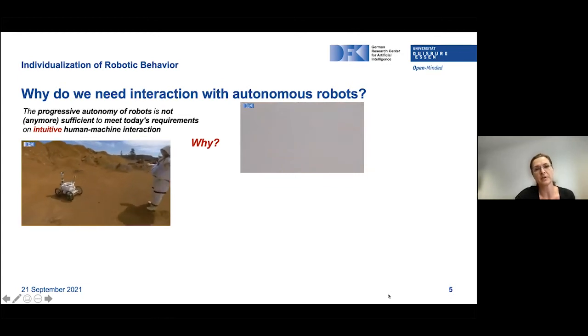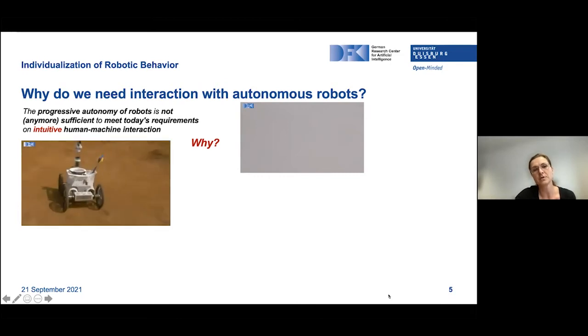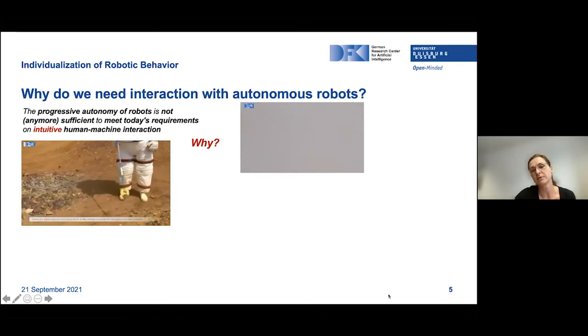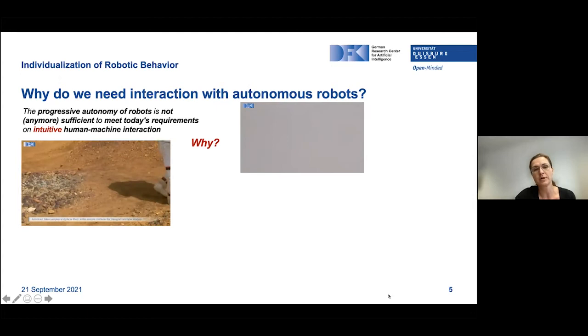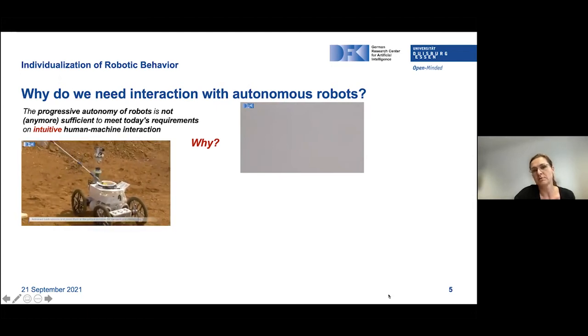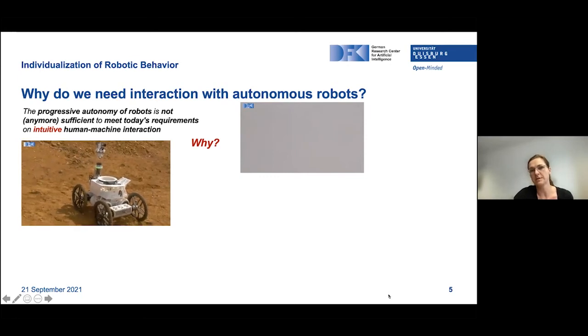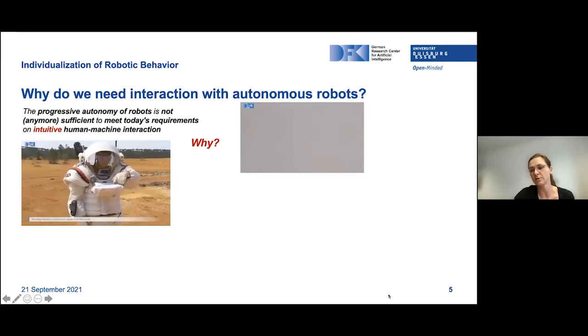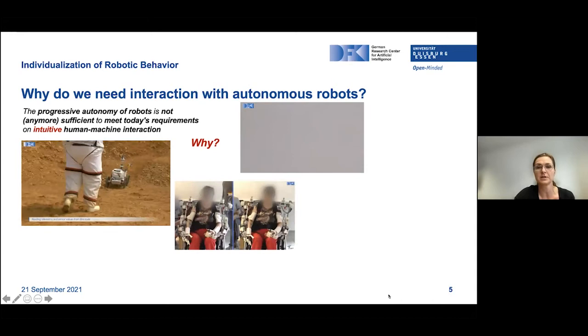There's another example here. This is a robotic system that we built for interaction with astronauts. So it's kind of a little assistant for the astronaut to collect probes. And of course, the astronaut wants to guide the robotic system and to tell the system easily where to go and things like that. So that's why we also need interaction.